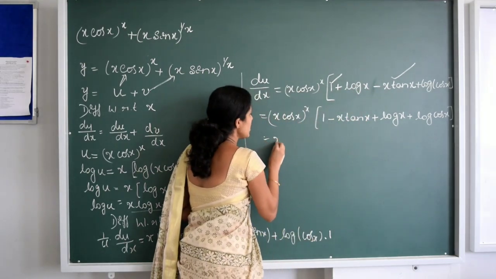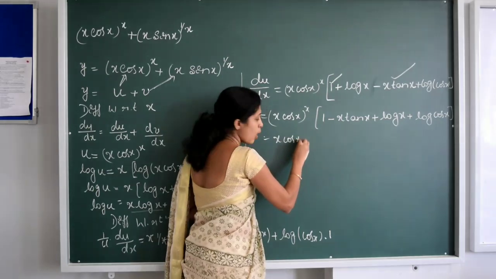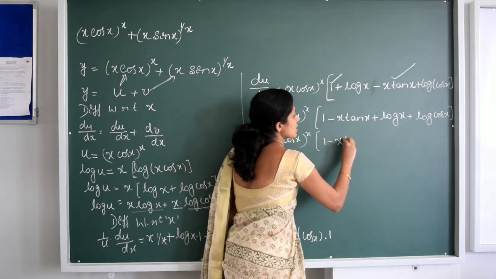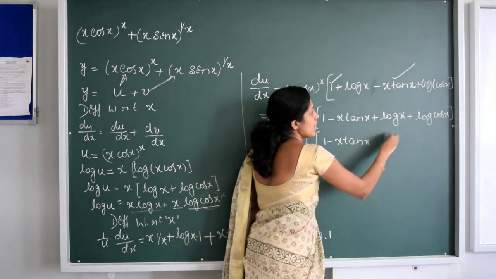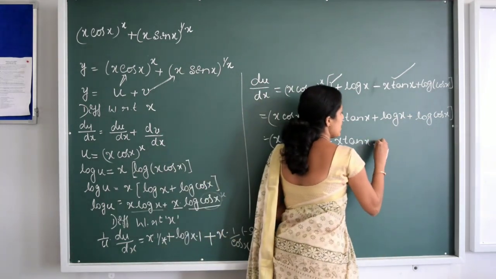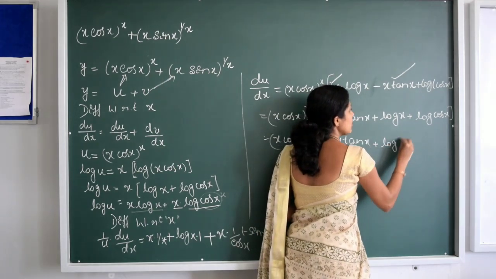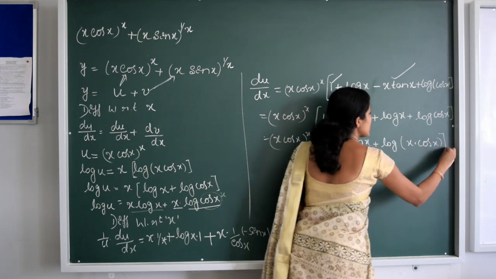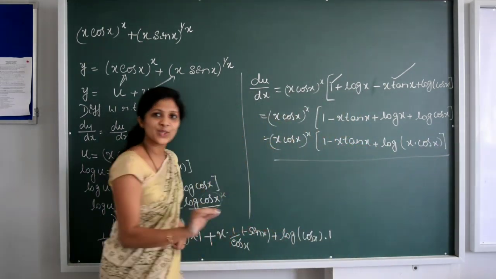So this is equal to (x cos x) whole to the power x into, I can write 1 minus x tan x, and it's of the form log m plus log n. Log m plus log n can be written as log mn, so I can write plus log of m into n, that is x into cos x. So this is the du by dx. Just we got the du by dx.